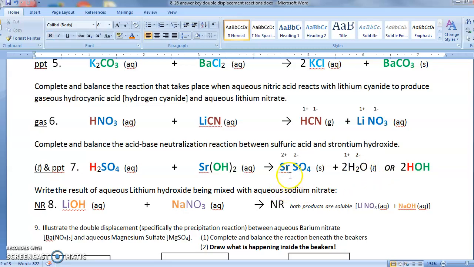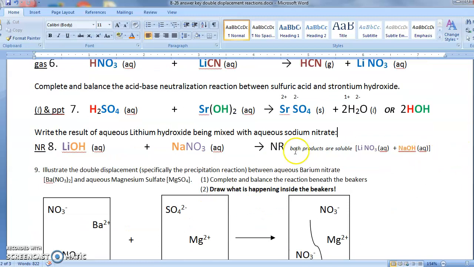How do we balance this thing? Well, first we have to realize that strontium's 2 plus. We learned the sulfate ion is 2 minus. We crisscross and reduce those. It is SrSO4(s). I have 2 hydroxide ions here. I have 2 hydrogen ions there. That means we will form 2 waters, or 2 HOHs, and that reaction will then be balanced.